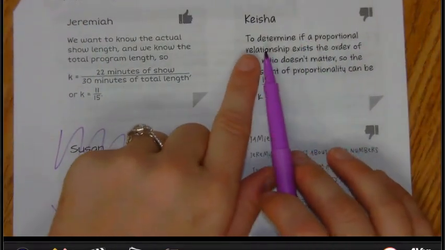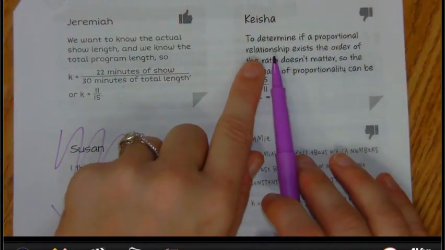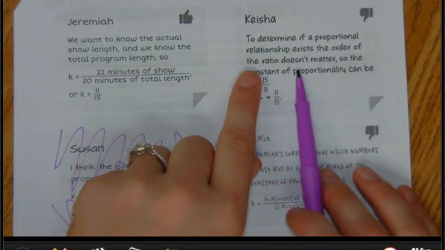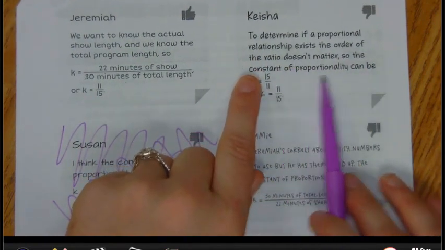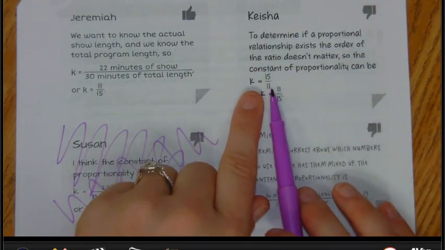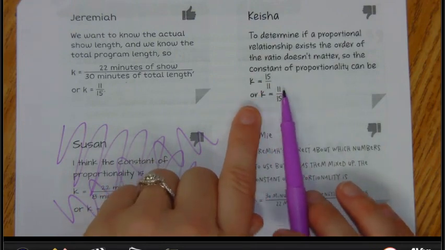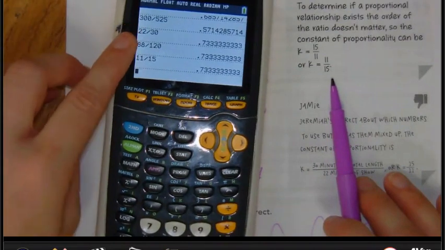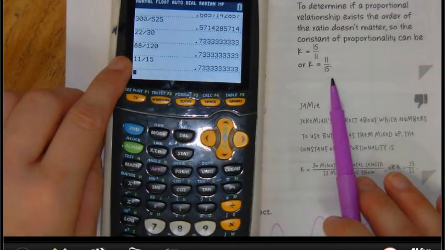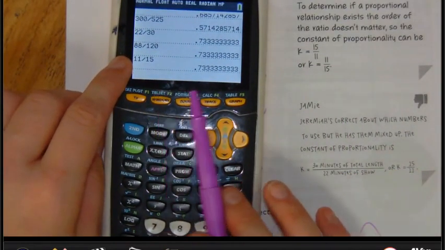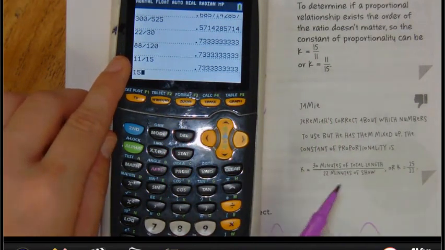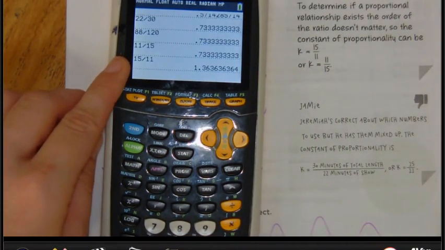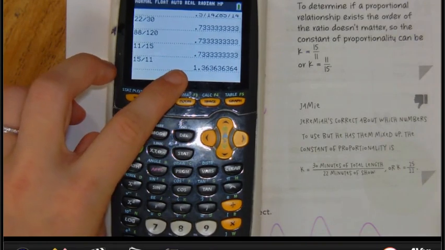Okay, Keisha said this: to determine if a proportional relationship exists, the order of the ratio doesn't matter. So the constant of proportionality can be 15 over 11, or K is equal to 11 over 15. Well, let's take a second here. When we did our K column, we found that it's 0.73, okay? And we see 11 over 15 is 0.73. If I do 15 over 11, look what I get. I'm going to get 1.36.